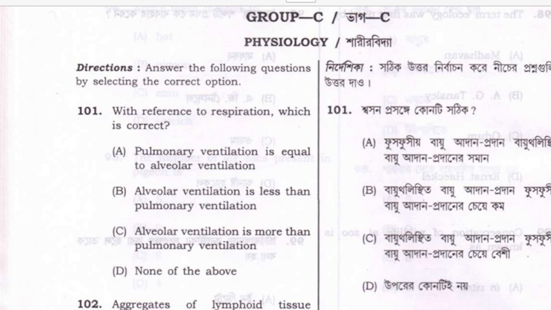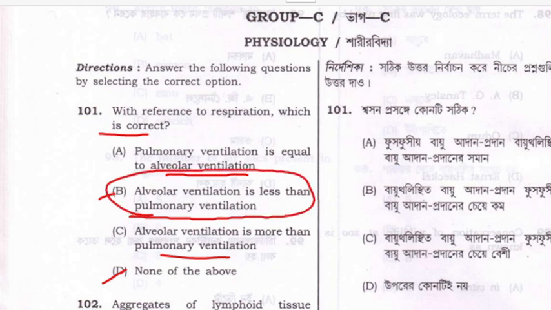The first question is, with reference to respiration, which is correct? Pulmonary ventilation is equal to alveolar ventilation. Alveolar ventilation is less than pulmonary ventilation. Alveolar ventilation is more than pulmonary ventilation, or none of the above. So the correct answer is alveolar ventilation is less than pulmonary ventilation.